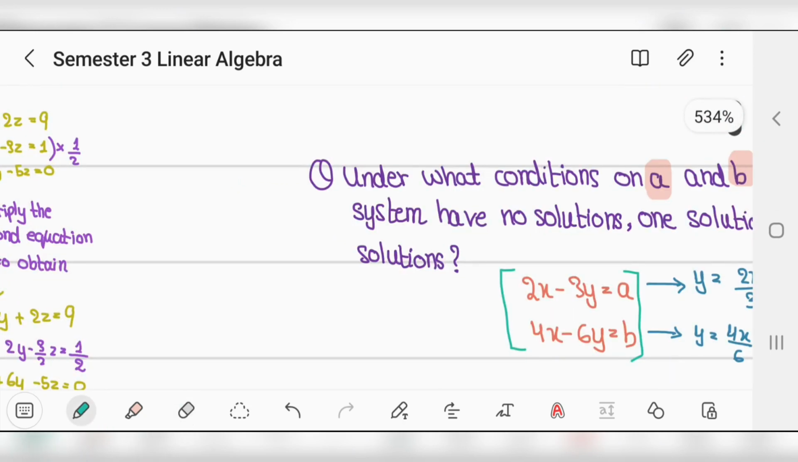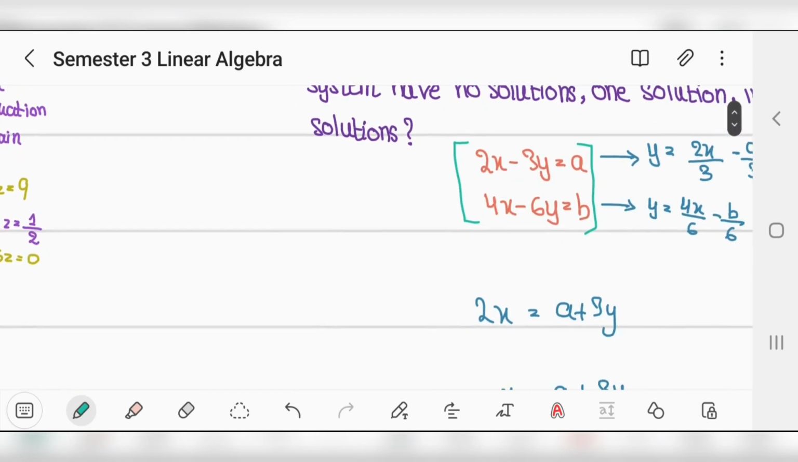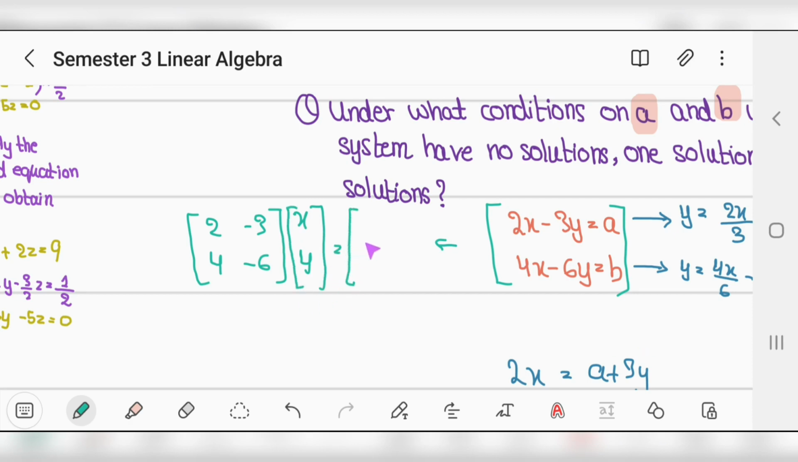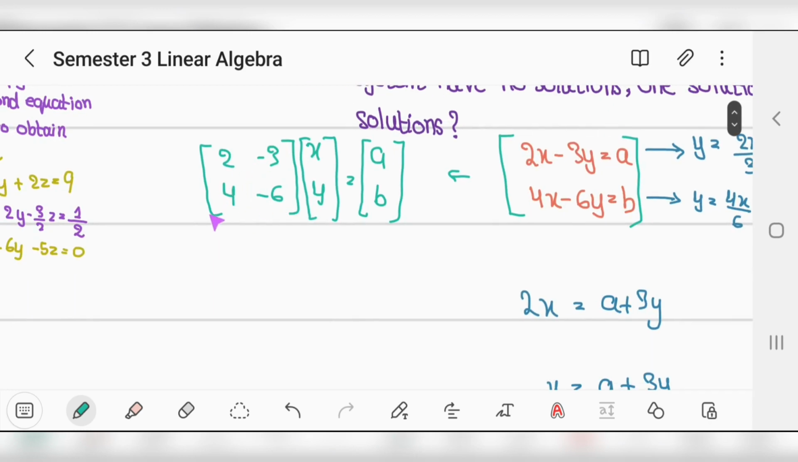So supposing I have this equation, I'm going to convert it into an augmented matrix form. So it's going to be like 2, 4, minus 3, minus 6. This is the augmented matrix. This is the unknown matrix, and I got the constants, which are A and B.